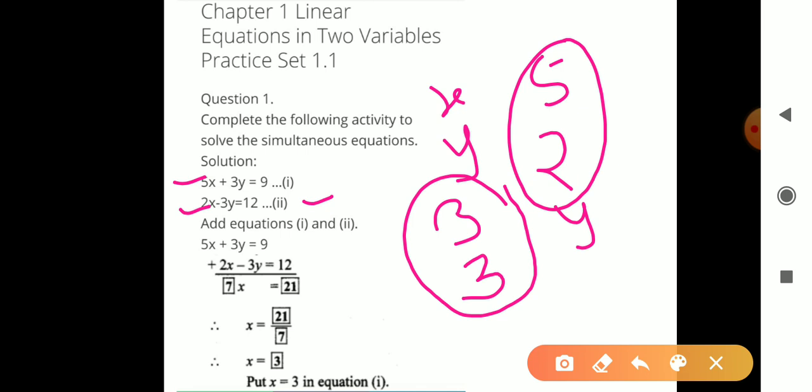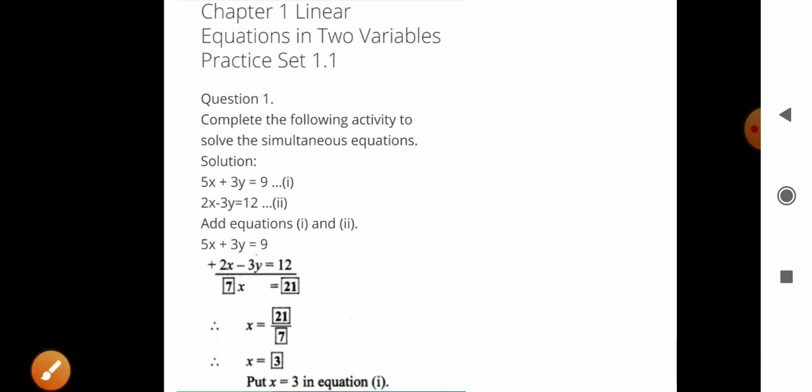To solve such examples, we have to make the coefficient of any variable equal, but here the coefficient of y is already equal, both are 3, and they have opposite signs. In equation 1, 3 has a plus sign; in the second equation, 3 has a minus sign. So in such a case we can add the two equations so that y gets cancelled. Then we will get the value of the x variable. So let's do that.